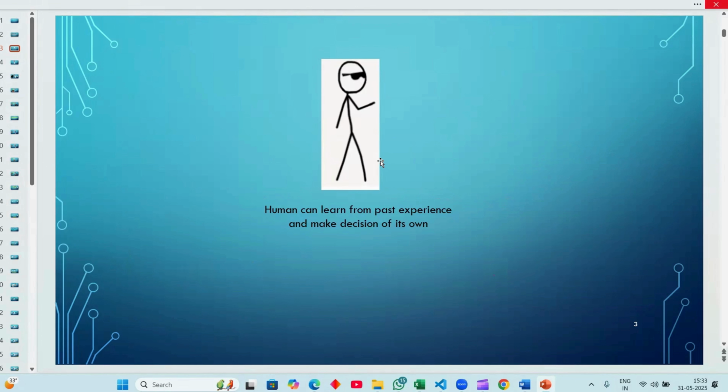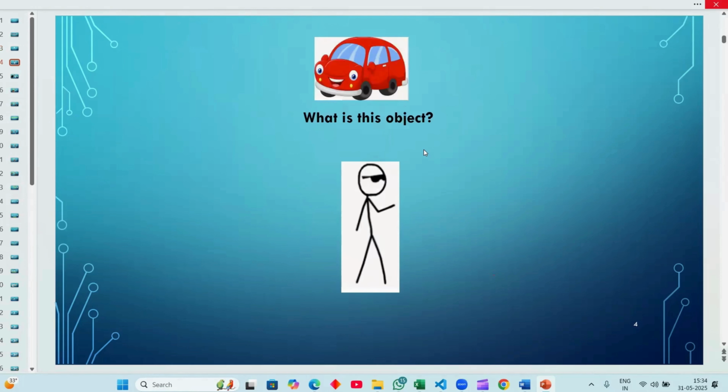A human can learn from past experience, right? Make decisions on their own. Every human has their own talent and knowledge. He can think, he can decide, he has everything. If I ask what is the object we are seeing, they directly tell the answer: it is a car, it is a red car. How could he say? Because he is trained from childhood. Since childhood, he was watching objects, and he stored the structures and patterns in his mind, so that he can easily recognize the object.